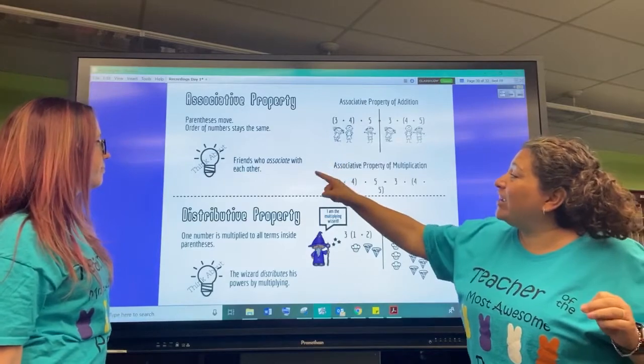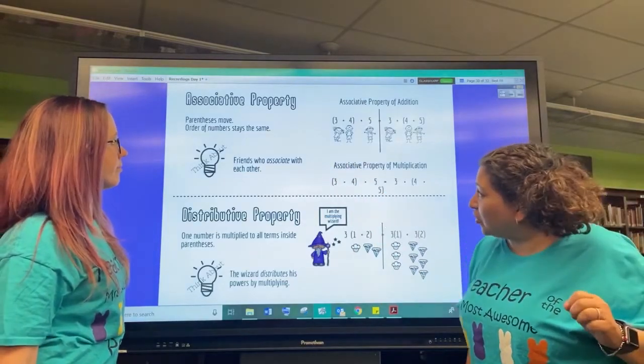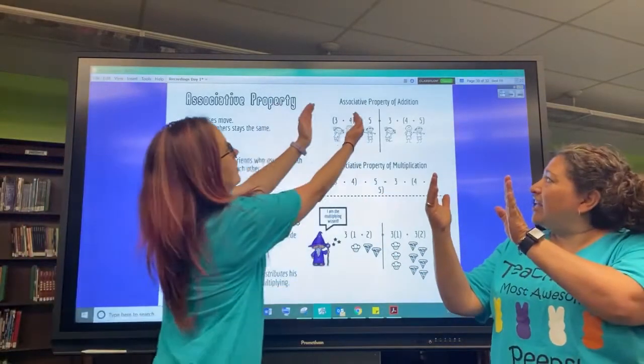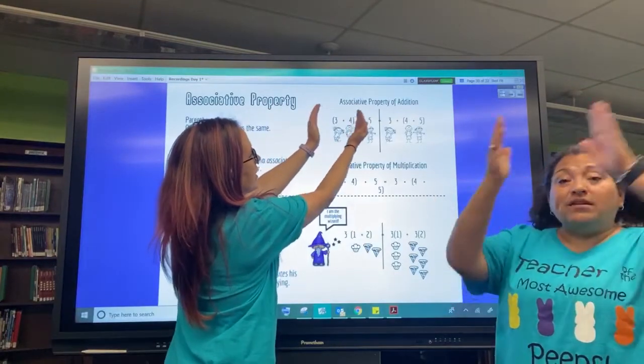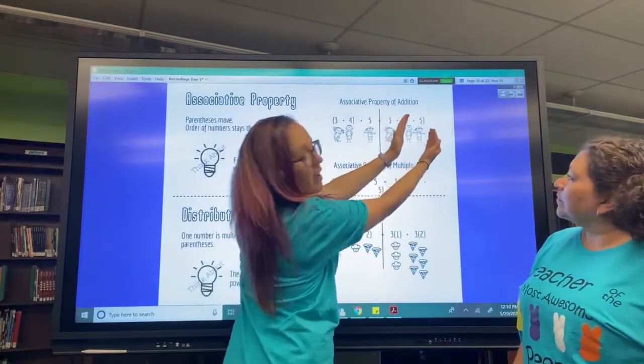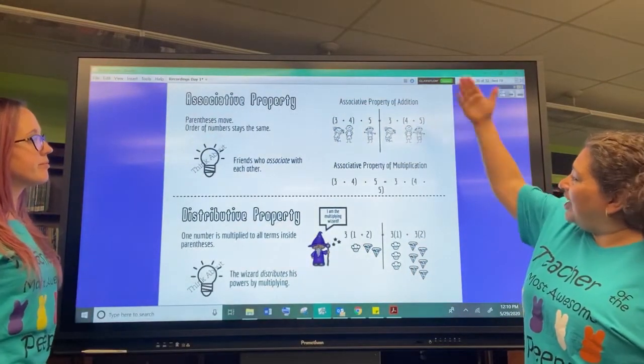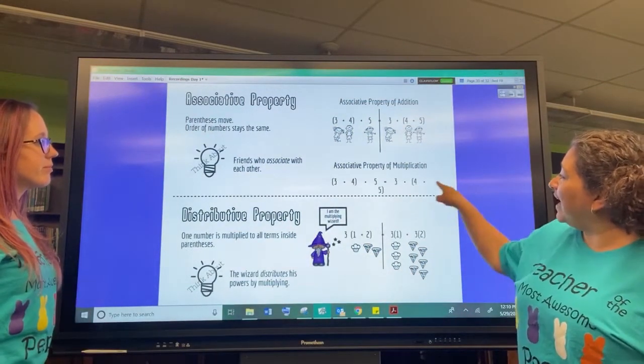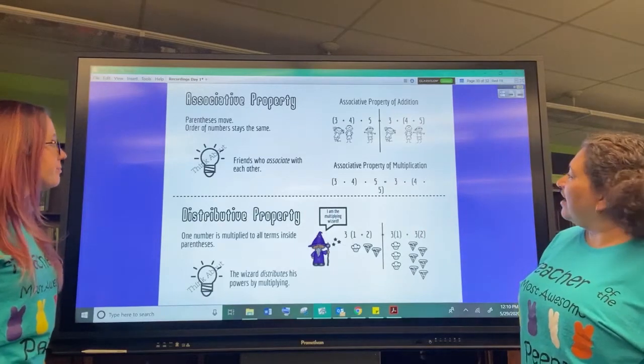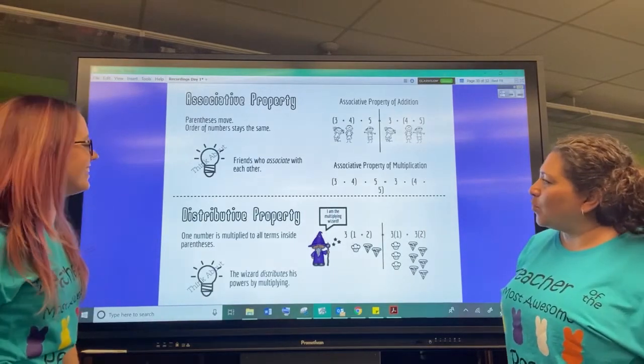And remember that friends associate with each other. So these two friends, the 3 and the 4, are associating. Right. And then the 4 and the 5 are associating. And this happens again in addition and also in multiplication. Yeah, it just fell over. So that's how that one worked.